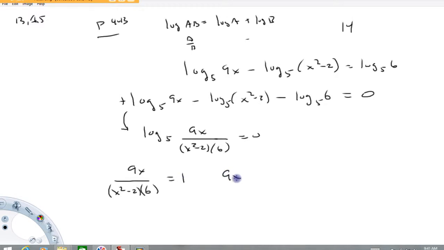Next line, 9x is going to equal, we can just multiply both sides of this equation by this. We notice it's quadratic. We love quadratics, right? 6x squared minus 12. I did that right? 6 squared. Yep, that looks good. Let's subtract the 9x from both sides.